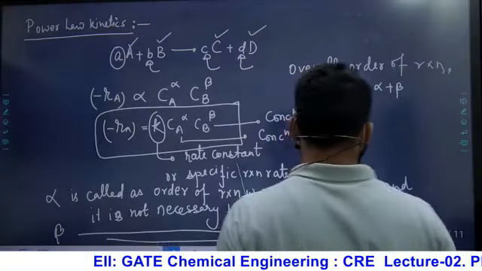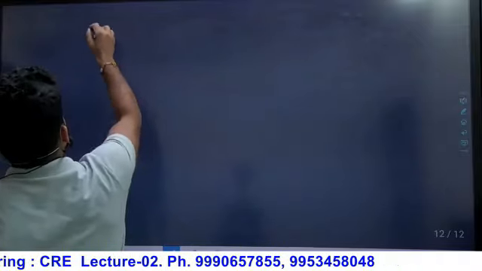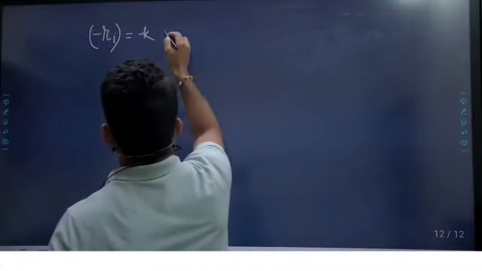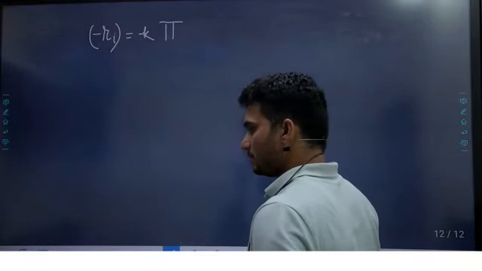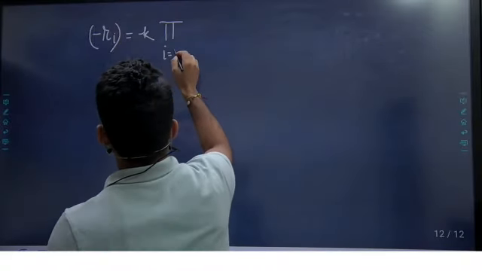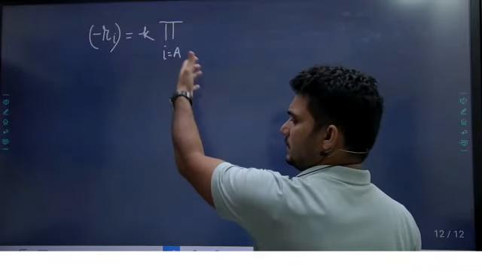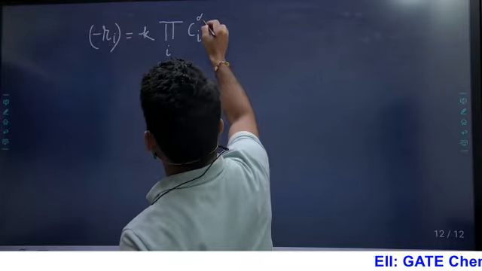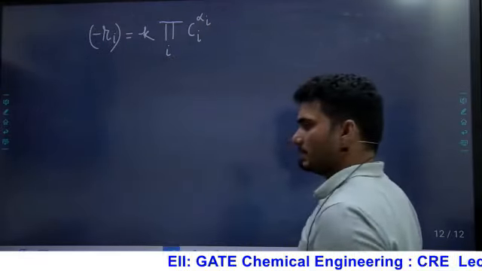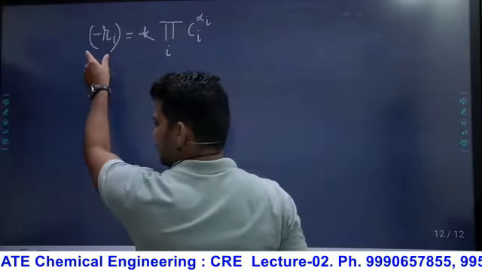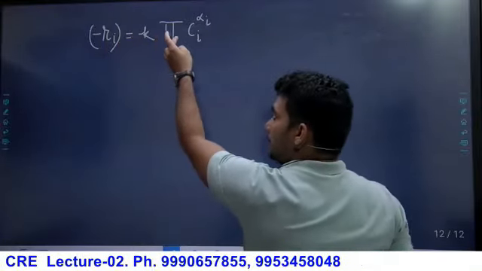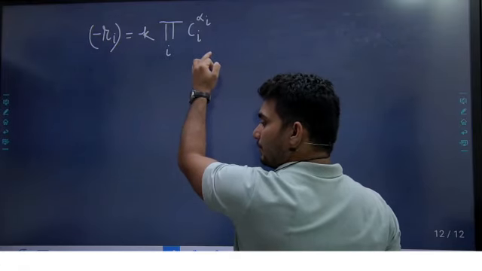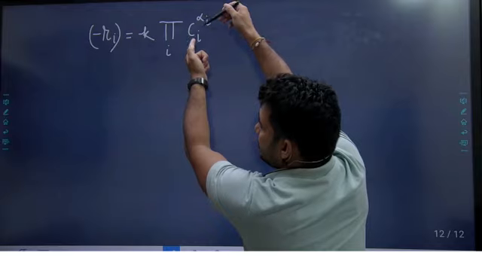In another way, you can write minus Ri, the rate of disappearance of reactant I, equals k, the rate constant or specific reaction rate, times the multiplication of Ci to the power alpha i, where i may be reactant A, B, C, or D. The rate of disappearance of reactant I is directly proportional to the multiplication of the concentration of component I raised to its exponent, for the different components.